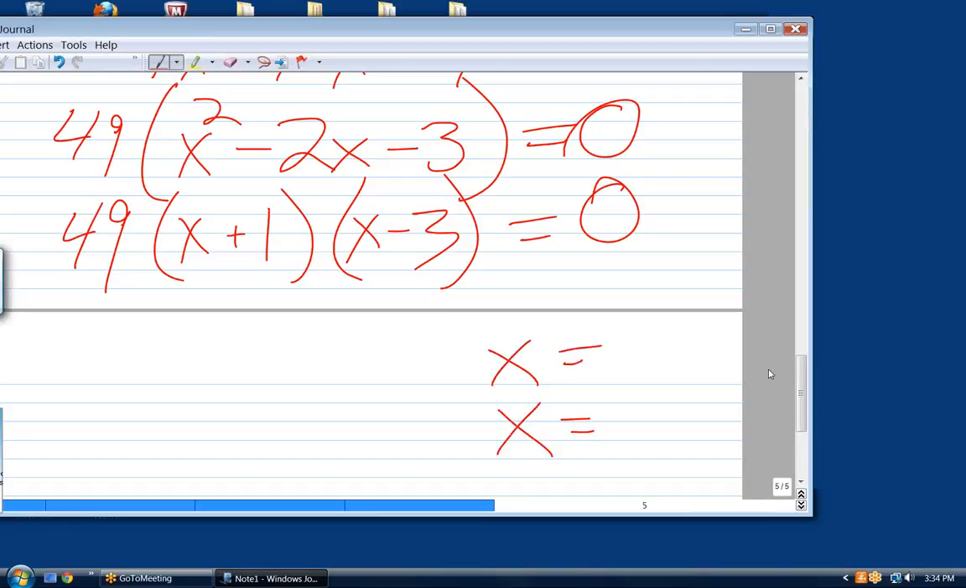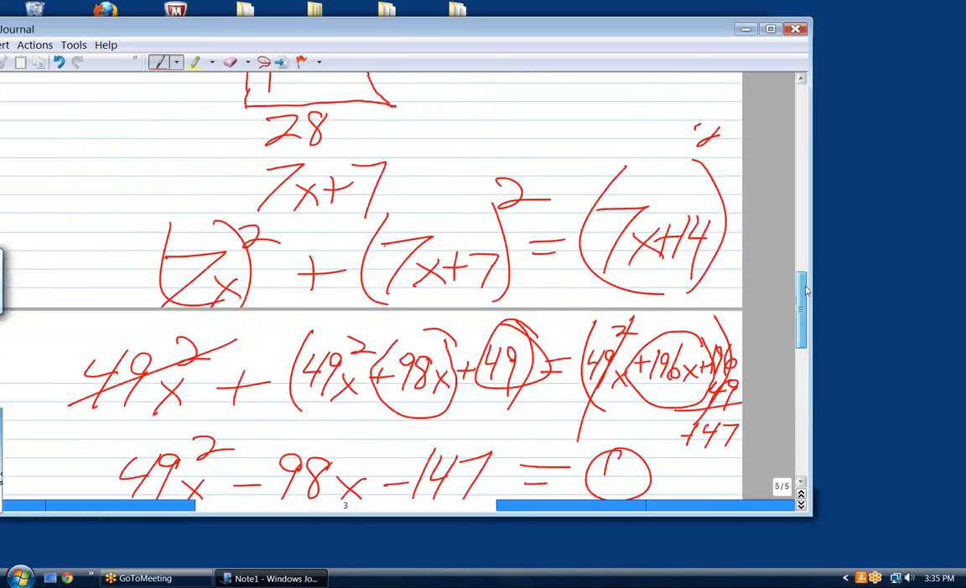Okay, so would you have to plug it back into the original equation? No, set that equal to 0 and set that equal to 0 and solve. So positive 3, negative 1, and 0 for the 49. We can divide both sides by 49. The 49 doesn't affect anything. One of these two terms has to be 0. Yeah, okay. So x is equal to 3 or x is equal to minus 1.